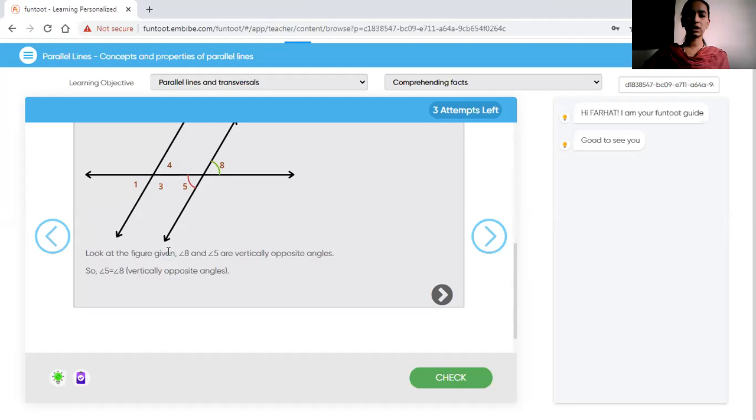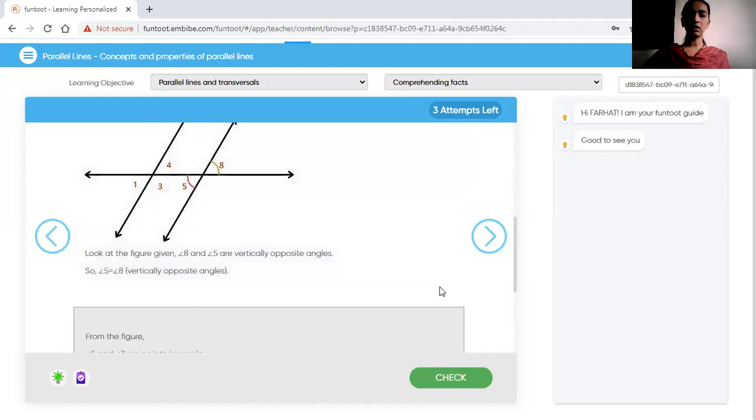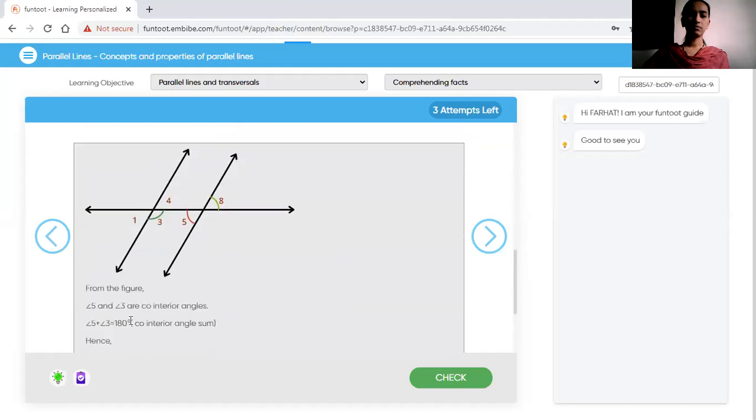See here, the figure is given. Look at the given figure. 8 and 5 are vertically opposite. Yes, they are vertically opposite. So angle 5 and angle 8 are vertically opposite angles, and 5 with 3 both are in the same side of transversal, and they are interior. That's why they are called co-interior angles, and their addition is 180. Remember this thing. Okay, student?